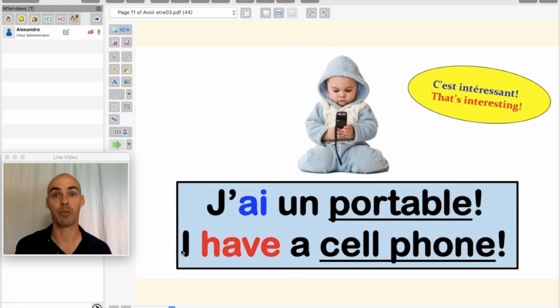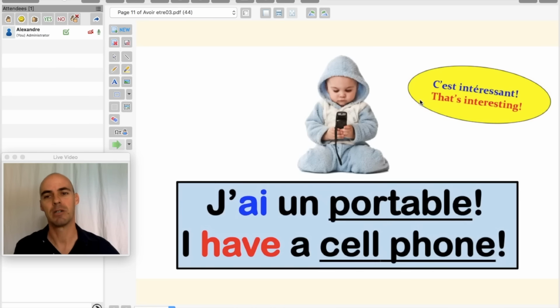Autre exemple. Other example. I have a cell phone. J'ai un portable. Un portable is a cell phone. I see courses where they say un cellulaire, un mobile. I think when the first cell phones came out, we tried all kinds of names like un cellulaire, un mobile, and we ended up sticking to un portable. So in some commercials you might hear un mobile or un cellulaire, but in conversation people will say un portable, okay?